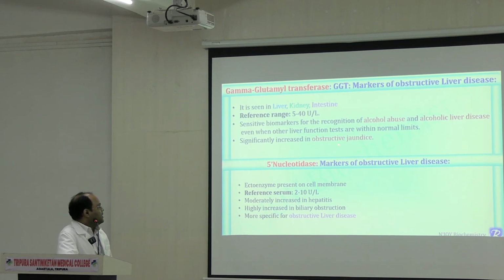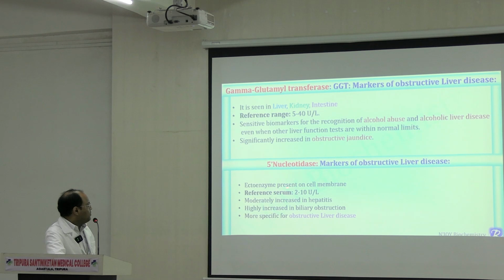This is significantly increased in obstructive jaundice. In obstructive jaundice, the most important marker, as I told earlier, what? Alkaline phosphatase. Apart from that, this level also may get increased. Next is 5' nucleotidase. This is actually not routinely used, but is still used as a tumor marker to expose any cancer of liver. Okay.